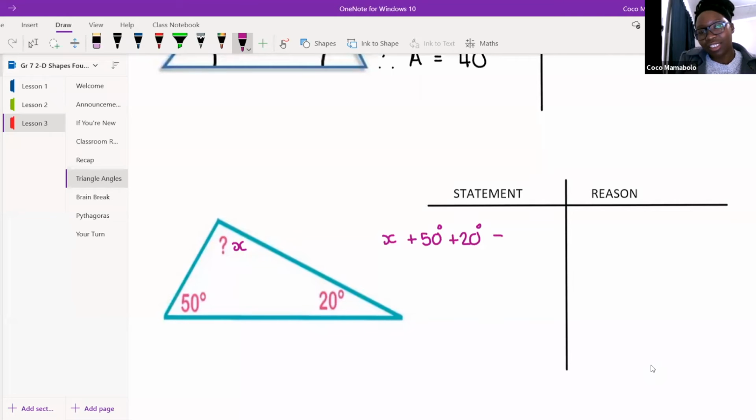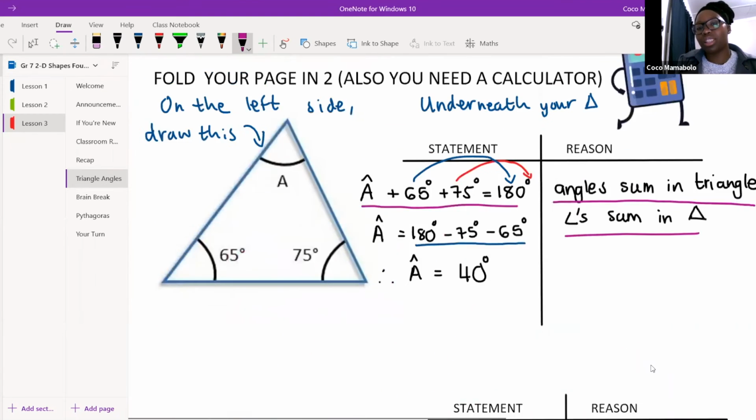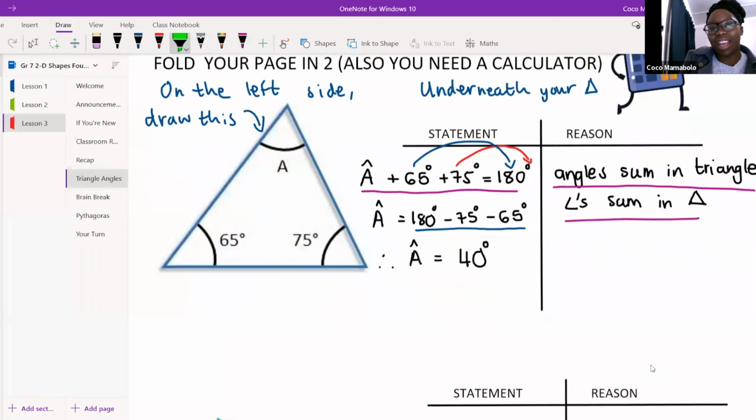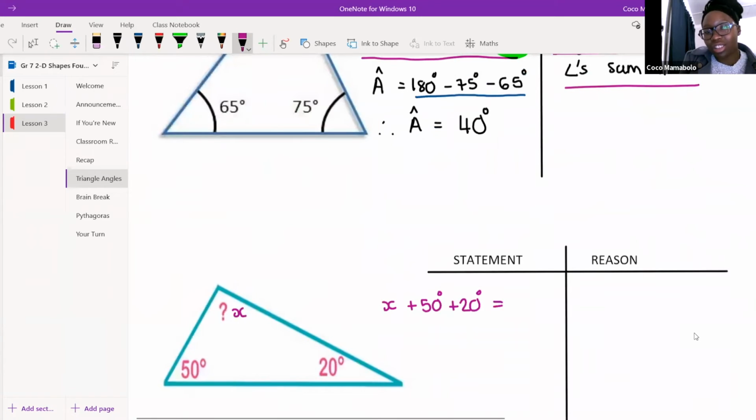Equals to. How much is it equal to? I just put a question mark there, Miss, because you don't know the answer yet. Oh, but we do. Remember when we looked at this one? How much should the inside angles of a triangle equal to? 180, Miss. Good, 180 degrees. The answer is always going to be 180 degrees over here.